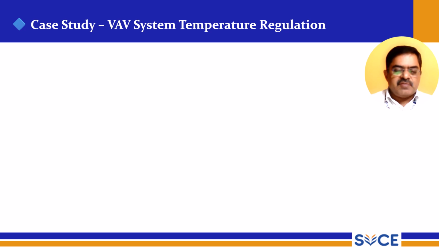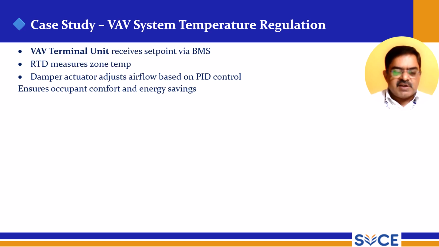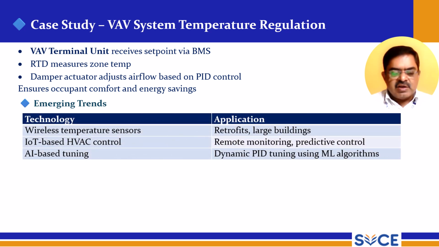So case study: VAV system temperature regulation. The VAV terminal unit receives set point via BMS, and RTD measures zone temperature. The damper actuator adjusts airflow based on PID control, and ensures occupant comfort and energy savings. The emerging trends in this area are wireless temperature sensors that retrofit large buildings, IoT based HVAC control, remote monitoring, predictive control, and AI based tuning, that is dynamic PID tuning using machine learning algorithms.